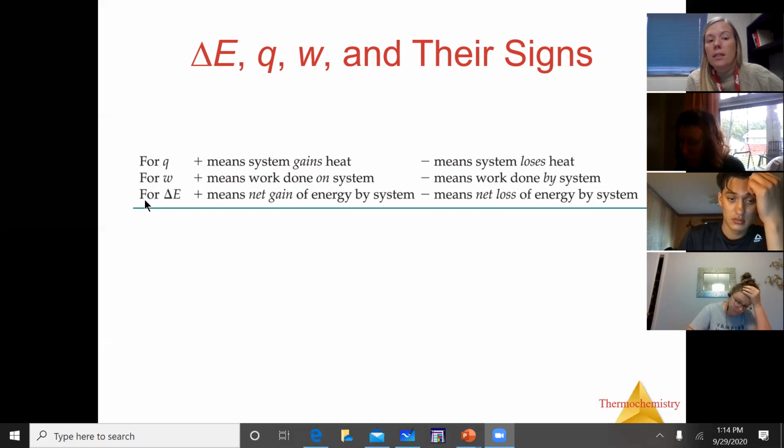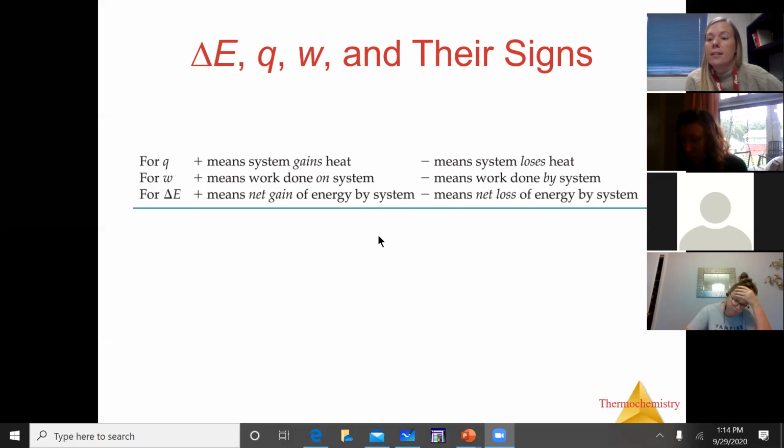And then as far as our delta E is concerned, which we've kind of already got down, a positive means that there's a net gain of energy, and a negative means that there's a net loss of energy to the system. So we're always talking in reference to the system, not to the surrounding environment.